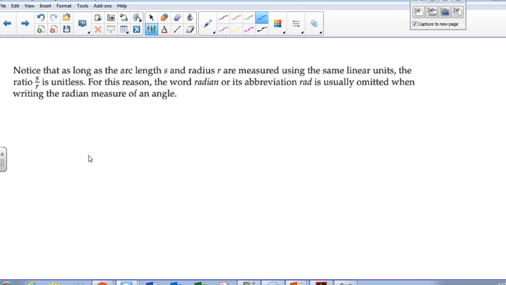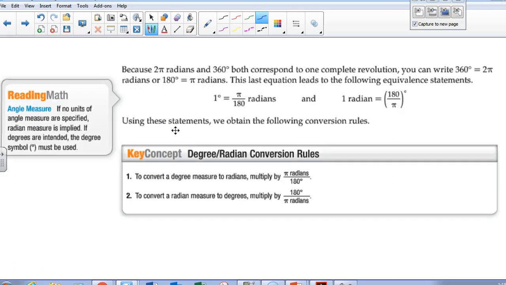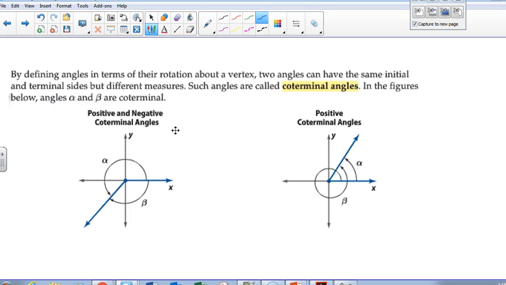The word radian is often omitted when writing the radian measure of an angle. So if you see a plain old number 2.5 and it's talking about an angle, it says theta equals 2.5, it's radians, even if there's not a pi. We always think it's got to be a pi, right? In terms of pi. All right. You know this already, right? I can skip this slide to convert radians to degrees, degrees to radians. We're good. Positive coterminal, we already talked about that.